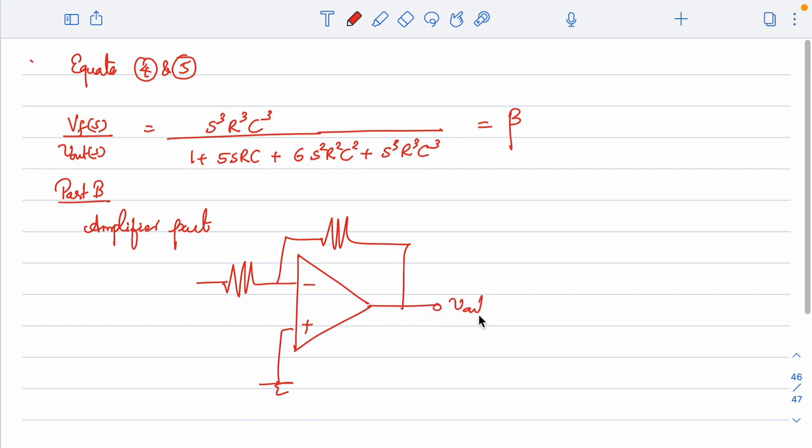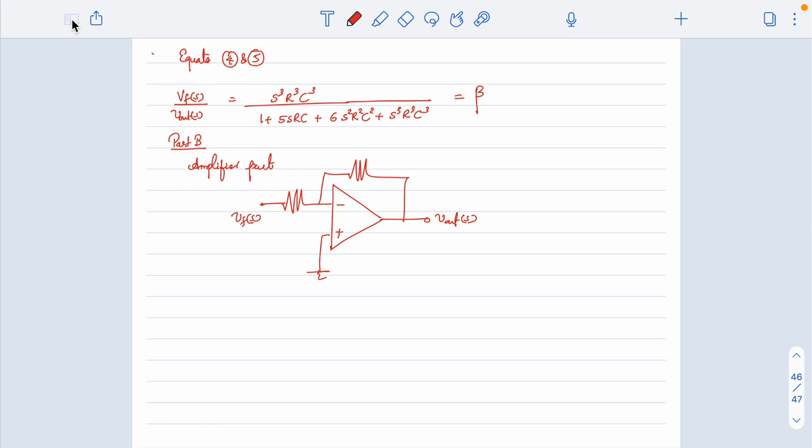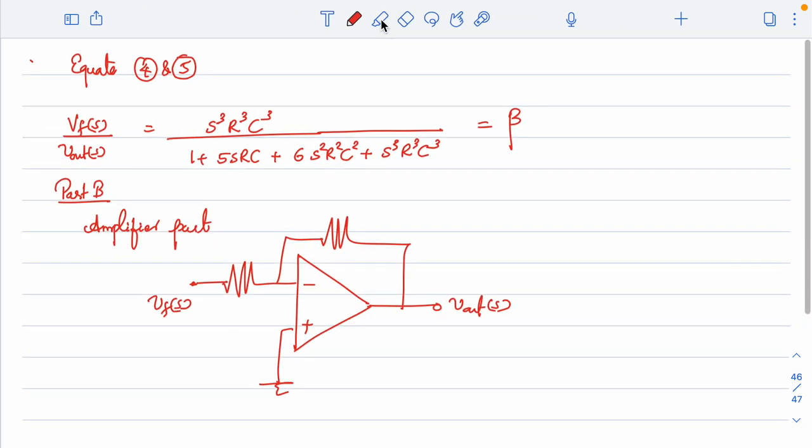This is our V out of S. Now what is the input? The input is the feedback signal Vf of S. What is available at this point is directly connected to R1, so instead of that, I have just marked it as Vf of s. Now this will help you to write the expression for gain.